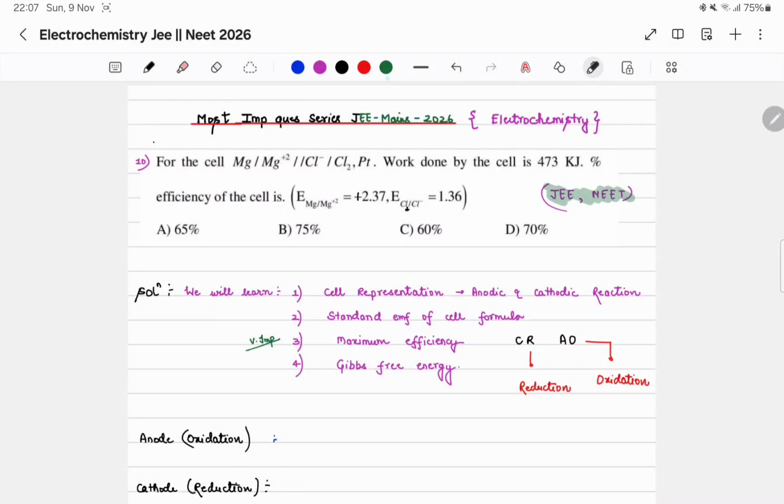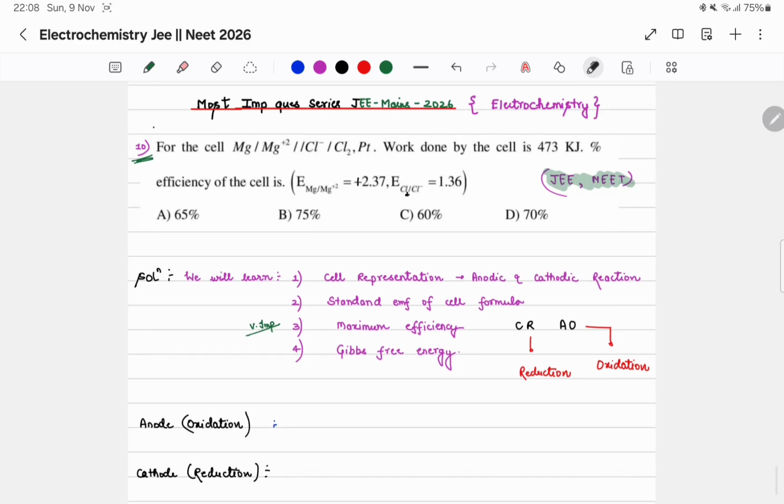Today, in our electrochemistry series, we will discuss question number 10. So let's start with the question. The question is telling you for the cell Mg | Mg²+ || Cl- | Cl2 | Pt, where this double line is representing the salt bridge. Then they are further telling that the work done by the cell is 473 kilojoule. And at last they are asking the percentage efficiency of the cell. For that, two of the potentials have been given to us.